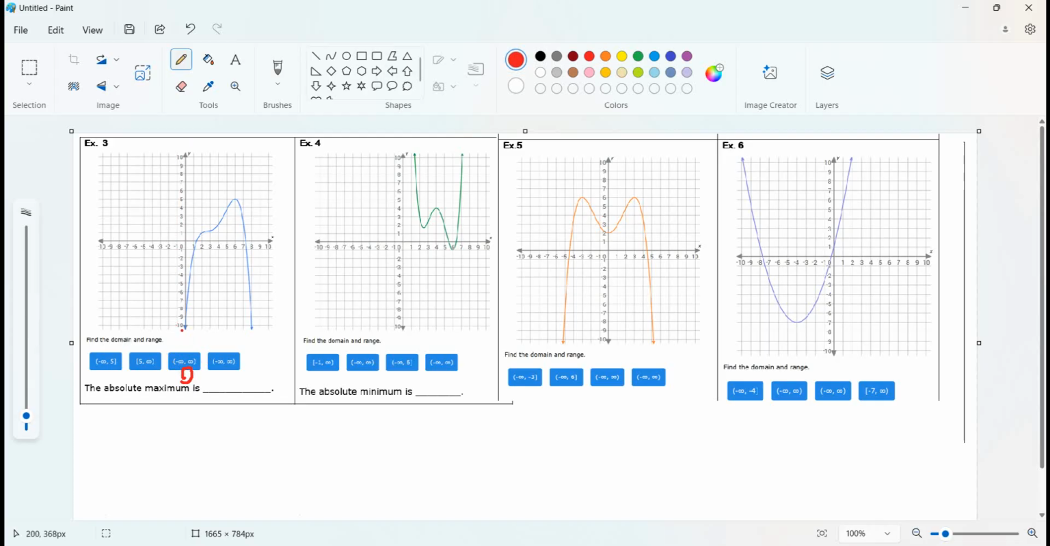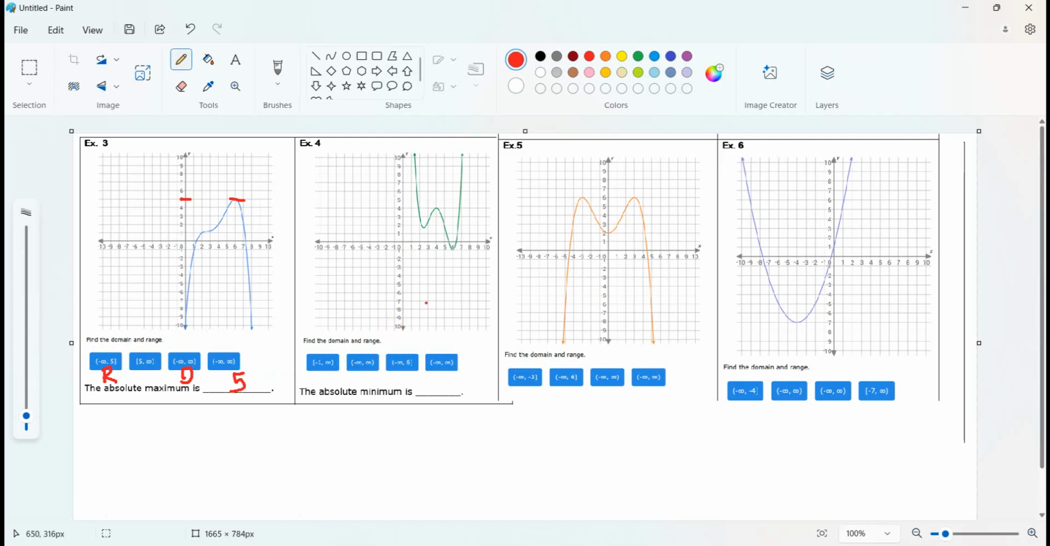from, wait a minute, okay. Yeah, negative infinity down here. But the highest that it's going to go is going to be up here. The absolute highest it's going to go is going to be at 5. So the range is going to be this one. And again, that absolute max is at 5.